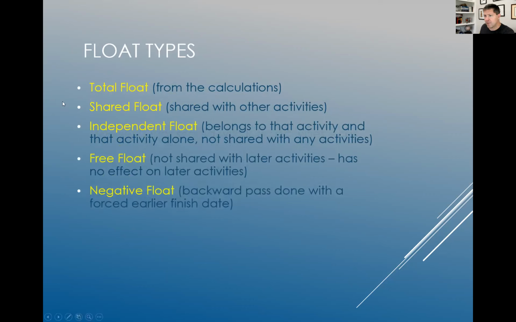All right, types of float. We have total float from the calculations. This is the total amount of float from the duration of the project, from start to finish. What's my total float on this job? You have shared float. This is shared with other activities. Float is just built-in extra time in a schedule. To keep it very simple, float is built-in time on a schedule, and it allows you to determine, if I start a task early, I'll have this much time. If I start a task late, I'll have this much time.